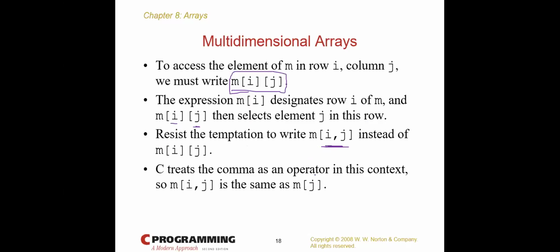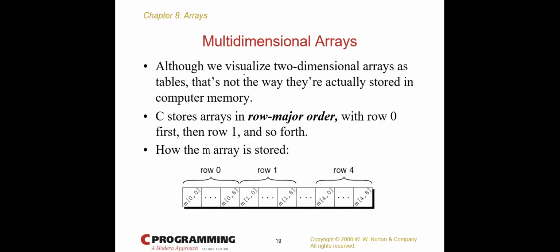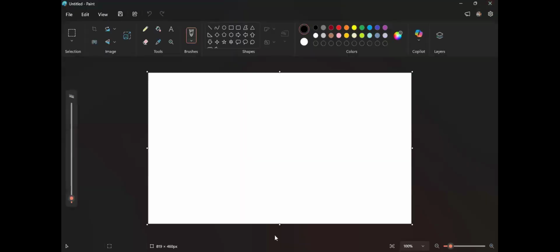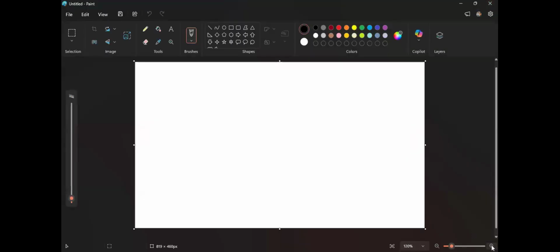Don't mix them together. Although we visualize two-dimensional arrays as tables, that's not the way they are actually stored in computer memory. C stores arrays in what we call the row major order. Okay, so C stores arrays in row major order. Here is what that means.